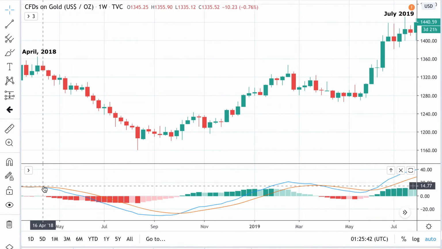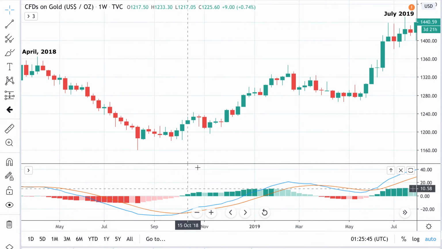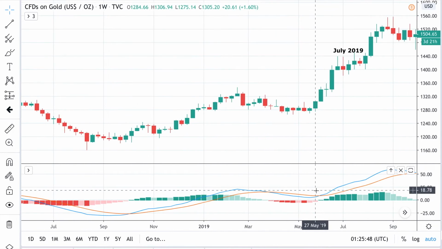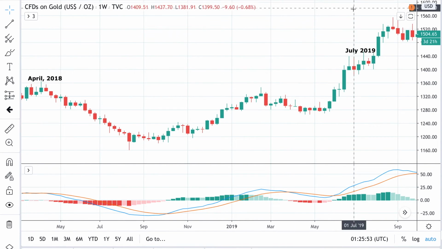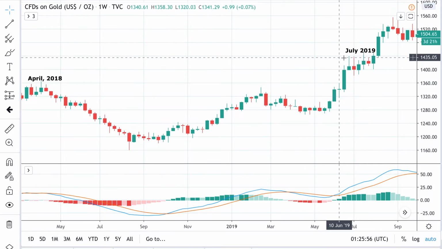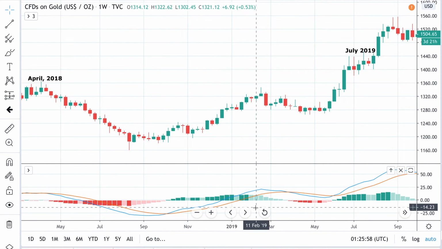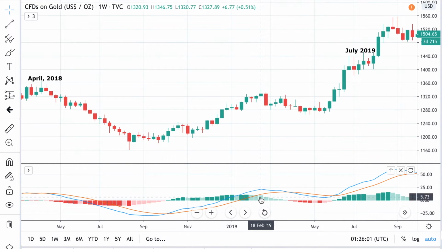So bearish crossover number 1, bullish crossover number 1, bearish crossover number 2, and bullish crossover number 2. So during this time period, April 2018 to July 2019, we have 4 crossovers. That's exactly what we show in the example.